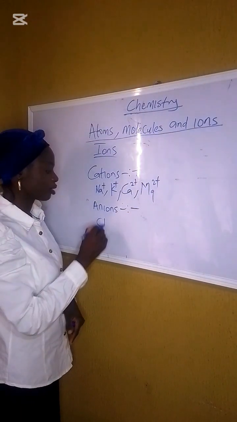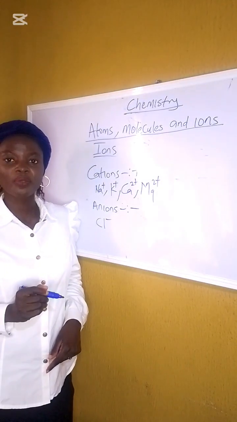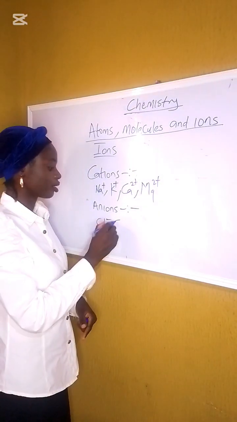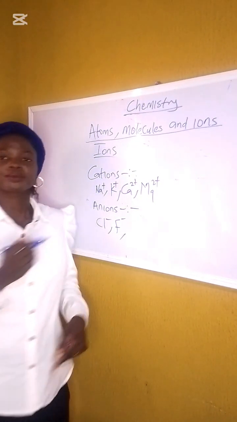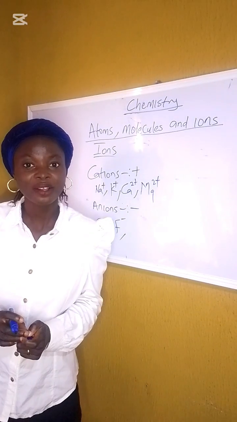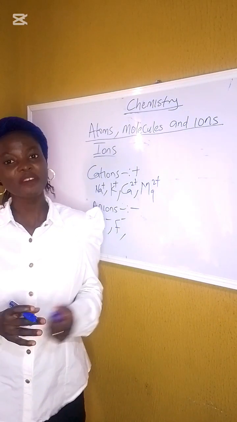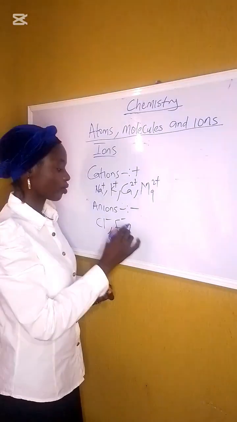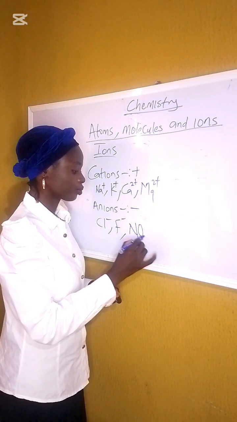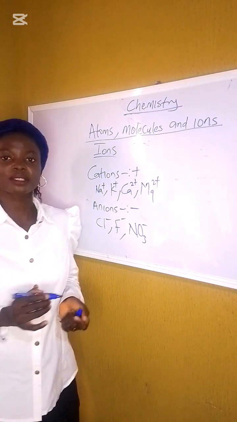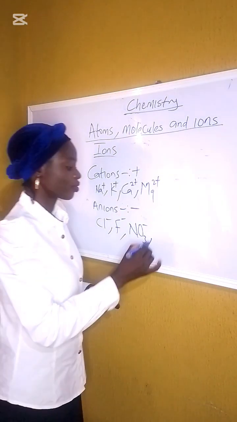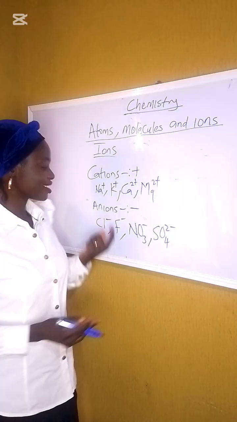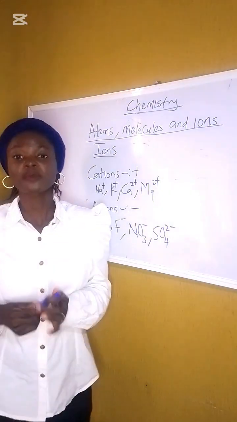Examples of anions, don't forget they are negatively charged. So we have chlorine, we have fluorine. What else? We have many anions. We have NO3 minus. We have SO4 2 minus. These are the examples of anions.